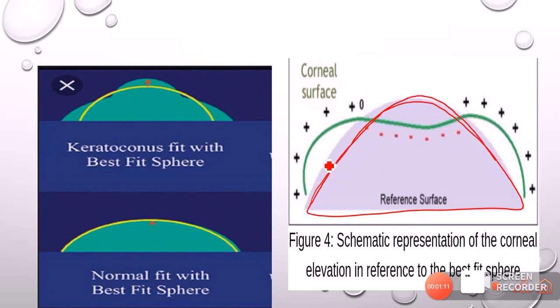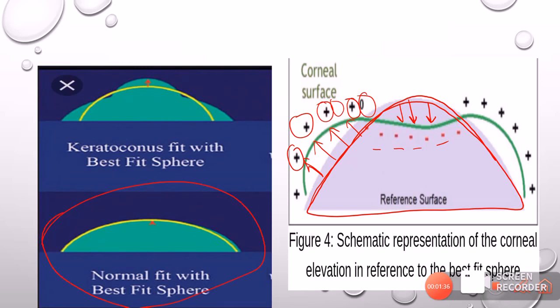All the points which are present above this reference plane will be given a plus sign, and how much they are elevated from that point will be given as a number. Similarly, all the points which are below this reference plane will be given a negative symbol, and how much they are depressed from that point will be given as a number. So suppose this is the normal cornea. In a normal cornea, a normal fit with the best fit sphere will be seen, the cornea and the best fit sphere will be together, and the difference will be almost 0. That means both are coinciding.